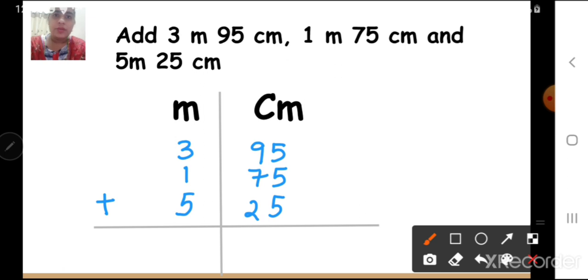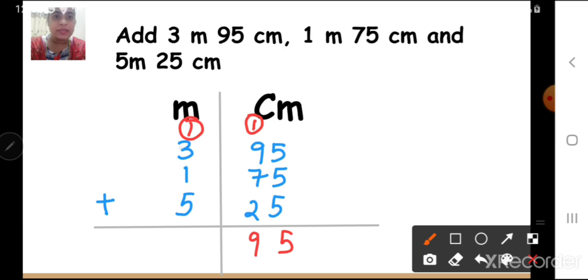Okay, we always start from the centimeter side, correct? 5 plus 5 is 10, 10 plus 5 is 15. So 1 will be carried over and 5 we will write down here. Next we have 1 plus 9 is 10, 10 plus 7 is 17, and 17 plus 2 will be 19. So again 1 is carried over and 9 we will write down here. Now 1 will be carried over to the meters side.